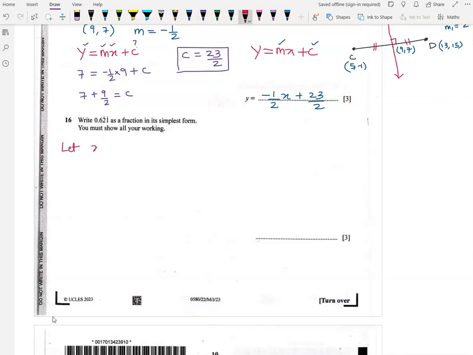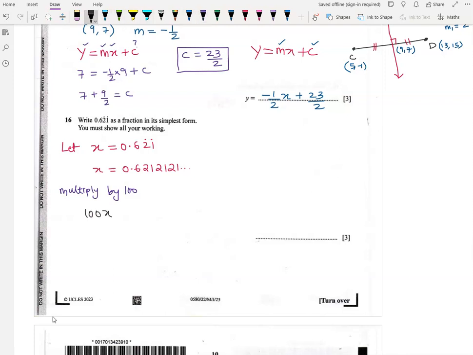Let x equal to 0.621, which is the same as x equal to 0.6. There is a dot on 2 and 1, so the two digits 2, 1 are recurring. So 2, 1, 2, 1, 2, 1 is repeating. Now since only two digits are recurring, I'll multiply this equation by 100. If only one digit is repeating, we multiply by 10, two repeating by 100, three repeating by 1000, and so on.